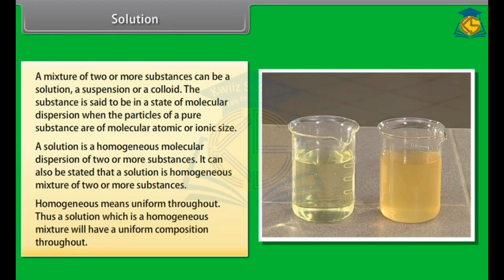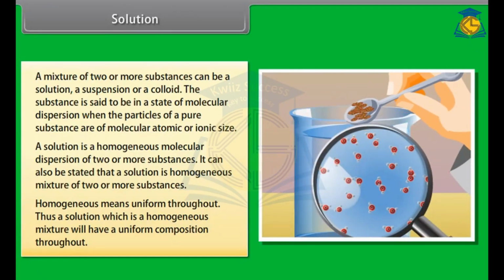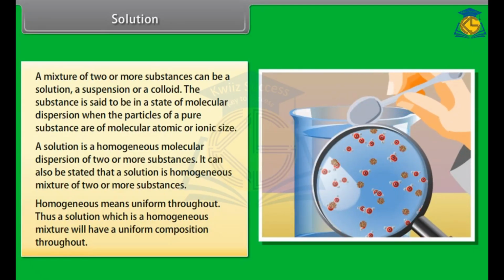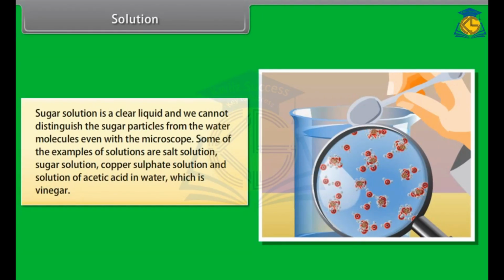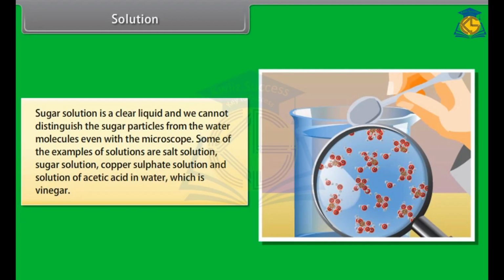Homogeneous means uniform throughout. Thus, a solution, which is a homogeneous mixture, will have a uniform composition throughout. Sugar solution is a clear liquid, and we cannot distinguish the sugar particles from the water molecules even with the microscope. Some examples of solutions are salt solution, sugar solution, copper sulfate solution, and a solution of acetic acid in water, which is vinegar.